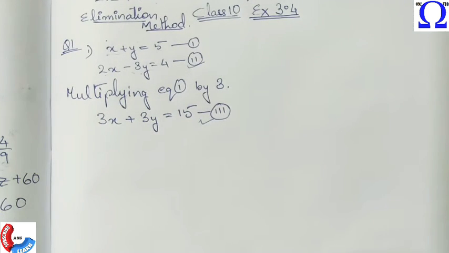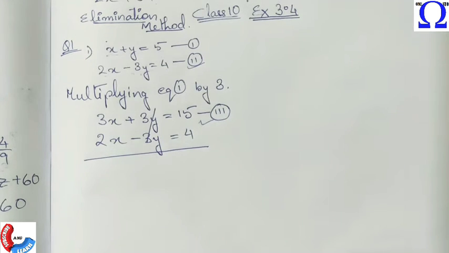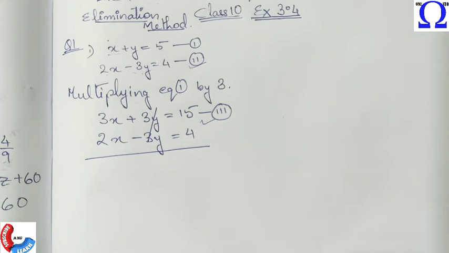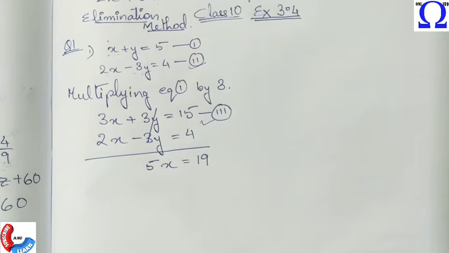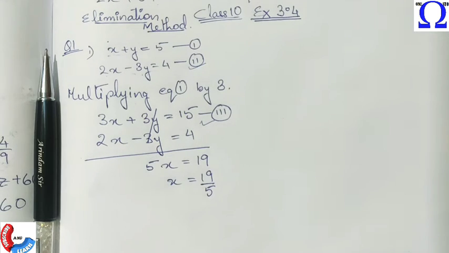Okay, so that y gets cancelled here. Now to cancel y, we need to add these two equations, right? So we have studied the column method and row method of addition of polynomials, remember, in class 8. So for this case we will be adding. We can subtract also, but I am adding here because it is plus 3y and minus 3y. So x will be equal to 19 by 5.